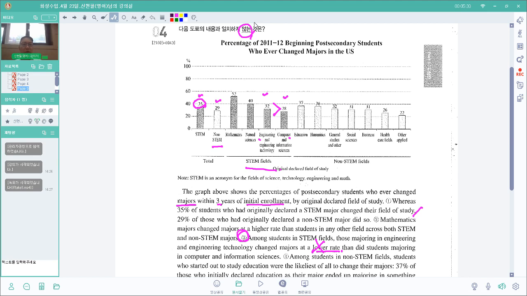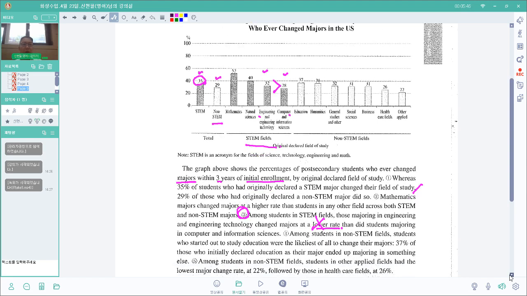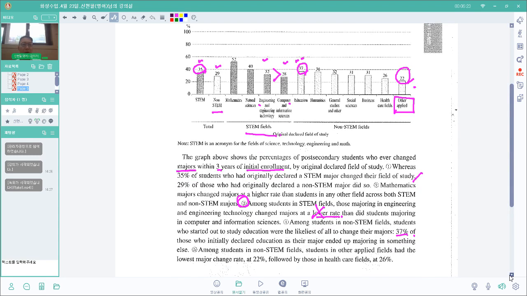And among students in non-STEM fields, students who start out studying education were the likeliest of all to change their majors. 37% of those who initially declared education as their major ended up majoring in something else. So here, education, 37%, right? 37% of education students changed their major into something else, which is correct. Beginning with the 37%. And among students in non-STEM fields, students in other applied fields had the lowest major change rate at 22%. So other applied section, 22%, right? Which is correct. And followed by those in healthcare at 26%. So healthcare, 26%, which is correct.